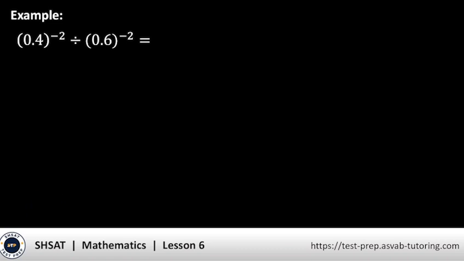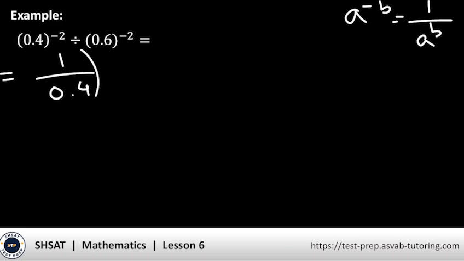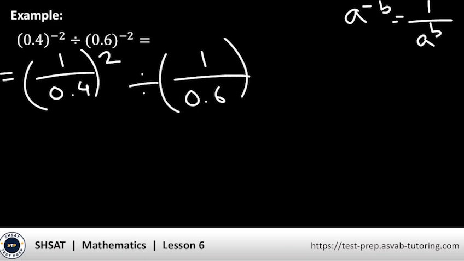So here we have decimals. Nothing to fear. It's the same. Just like we see 0.4 to the power of negative 2, we know anything to the power of negative anything means 1 over that to the power of that, right? So first step, we can write 1 over 0.4 whole squared divided by 1 over 0.6 whole squared, right?